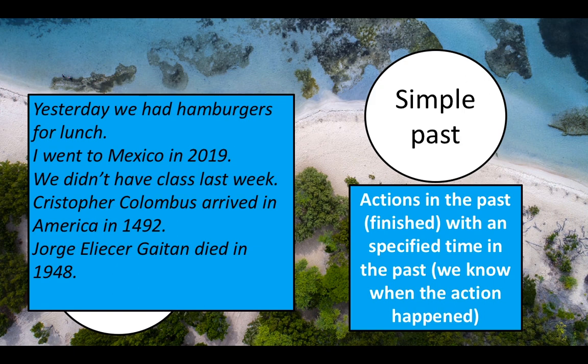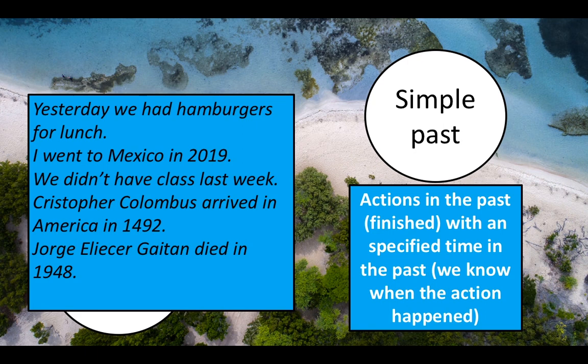I went to Mexico in 2019. When did I go to Mexico? Well, I went to Mexico at a specified time in the past, which is 2019. We didn't have class last week. When didn't we have class? Well, last week. This is a negative sentence. Remember, the auxiliary verb we use for a negative sentence in the past is didn't for all the subject pronouns.